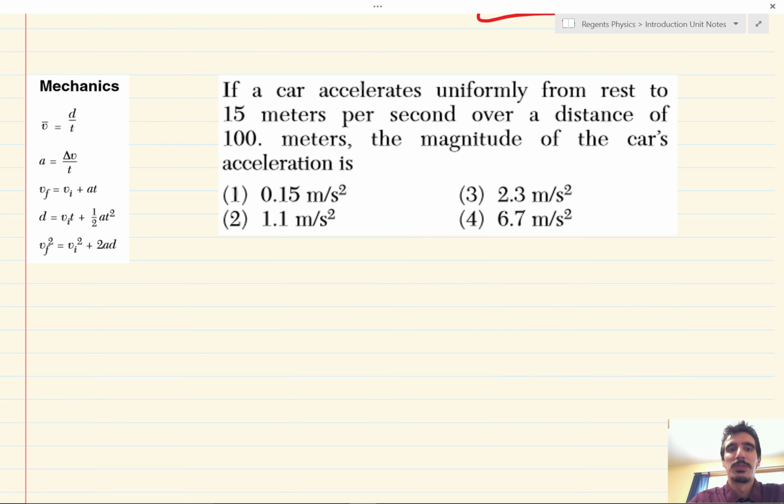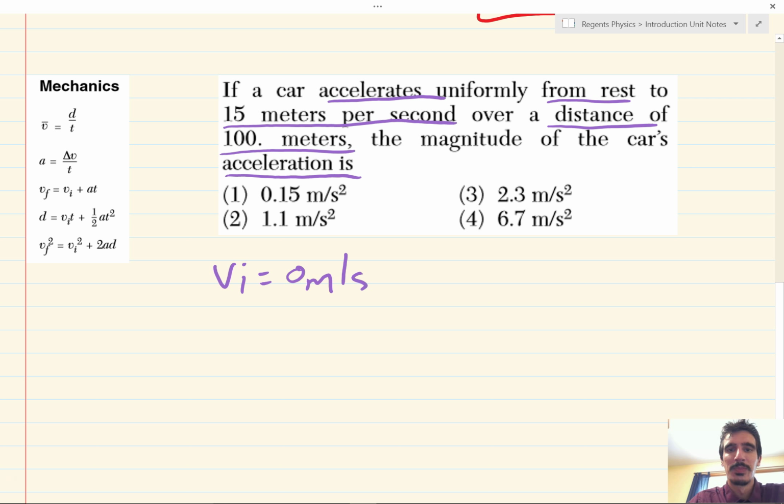Alrighty, so here's our second problem. If a car accelerates uniformly from rest to 15 meters per second over a distance of 100 meters, the magnitude of the acceleration is. Again, we're always going to write down our knowns. So accelerates from rest. That means it's not moving initially. So VI is 0 meters per second. To 15 meters per second. So VF is 15 meters per second. A distance of 100 meters. So D is 100 meters. And we're finding acceleration again.